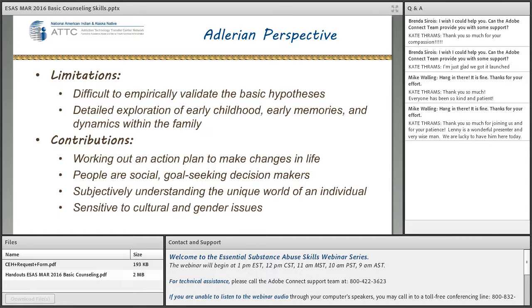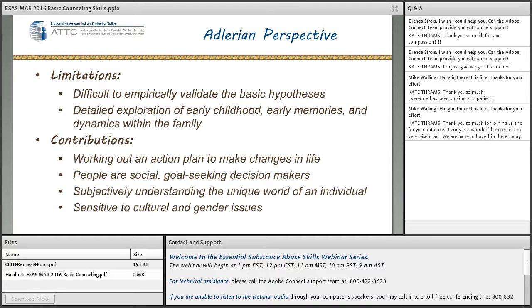So let's talk about the limitations. It was difficult to validate the basic hypothesis. He detailed exploitation of early memories and dynamics within a family. So when we talk about that, he's talking a lot about early recollections, things that we were taught as children and how we take those into adulthood.